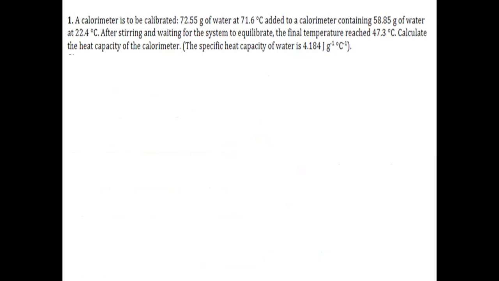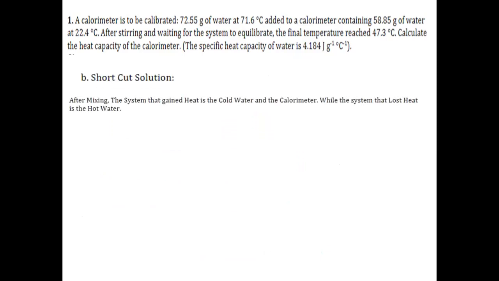Now, we have the second version of solution as a shortcut. After mixing, the system that gained heat is the cold water and the calorimeter, while the system that lost heat is the hot water. Why? Because from the higher temperature of the hotter water, which is at 71.6 degrees Celsius, when it was mixed with the cold water, it decreased its temperature to 47.3 degrees Celsius.